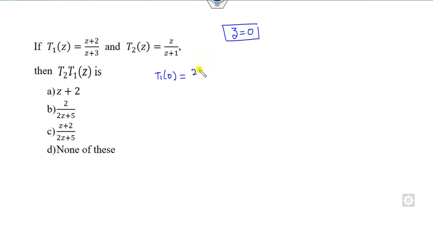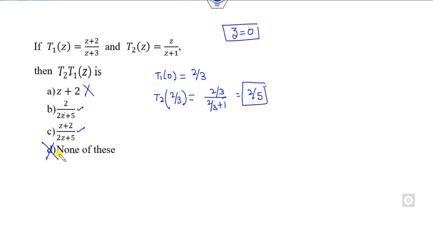t1 of 0 is 2 over 3. So what is t2 of 2 over 3? If I substitute 2 over 3 here, 2 over 3 plus 1 gives 2 over 5. Fine. Now you can substitute z. It's not 2 over 5 when z is 2 over 5. So none of this is correct, nothing cancels.